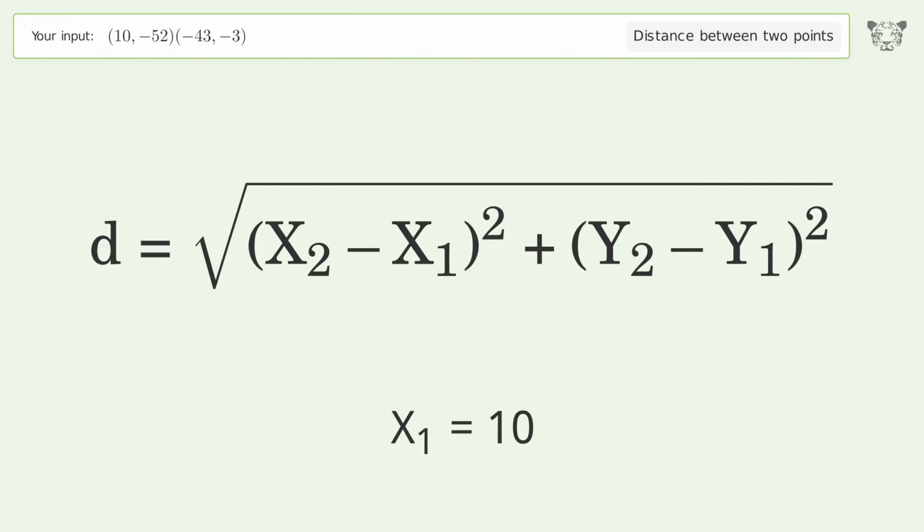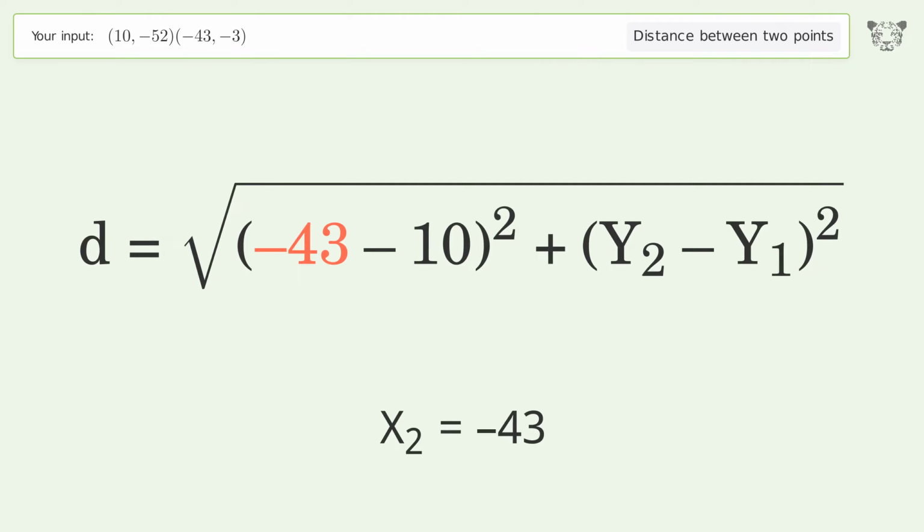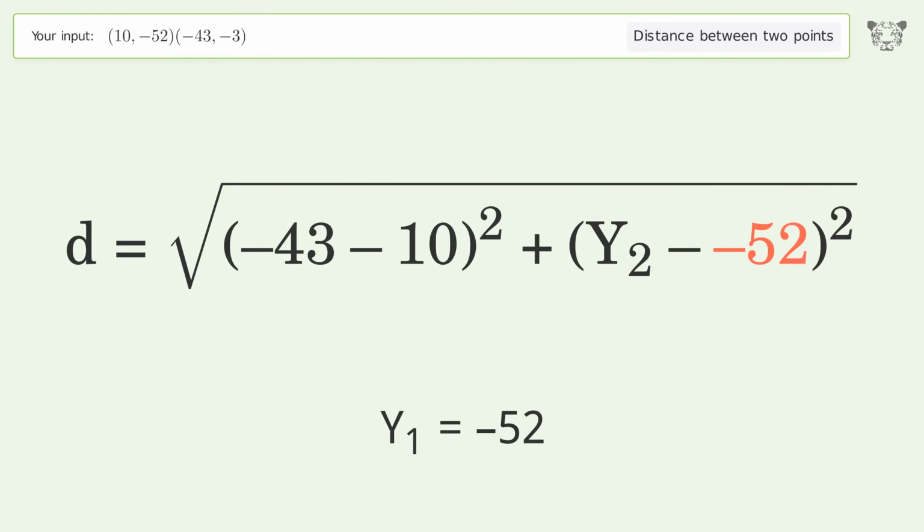x1 equals 10. x2 equals negative 43. y1 equals negative 52. y2 equals negative 3.